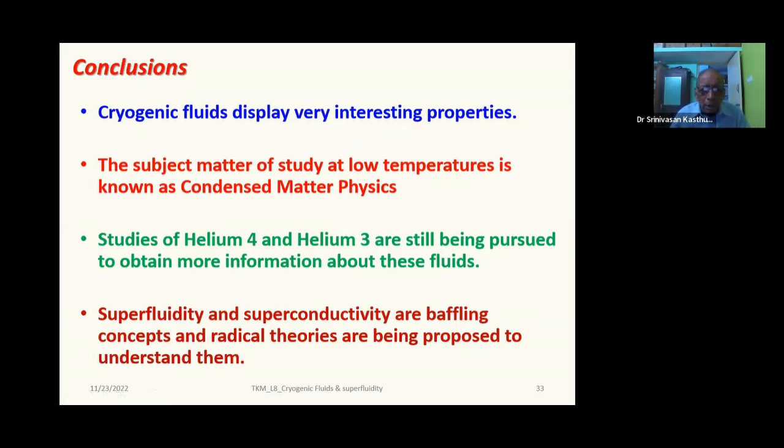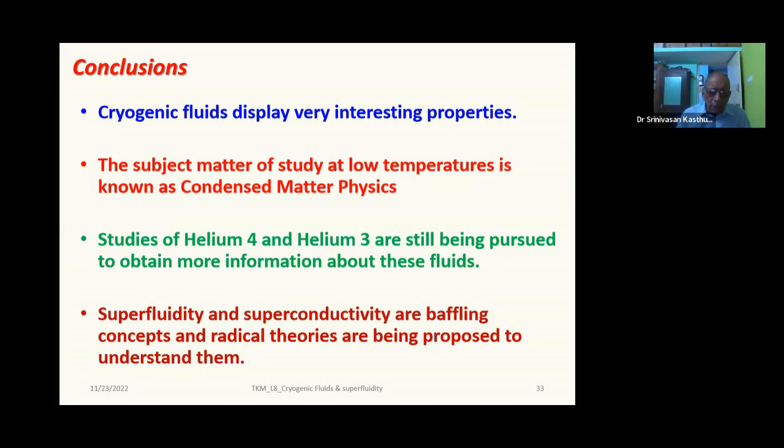I think more or less we have concluded, having seen the different cryogenic fluids. Now, in many places I have to just read through because it is a matter for only reading. Okay, and there are some we have seen. In conclusion, I would like to say the following: the cryogenic fluids display very, very interesting properties, particularly in the case of helium, which shows you the superfluid, and both helium-4 and helium-3 display superfluid properties. Okay, and the study of this subject matter at low temperature is called condensed matter physics.